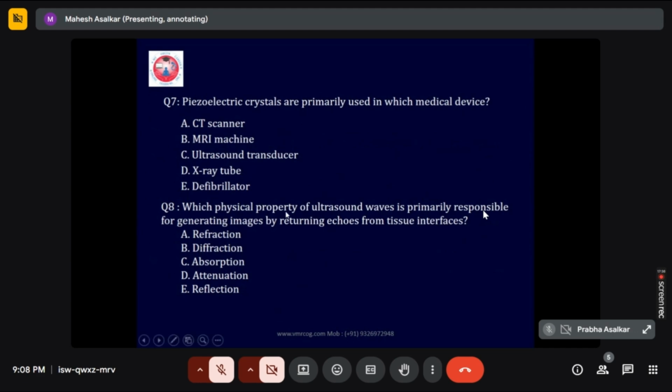Which physical property of ultrasound waves is primarily responsible for generating images by returning echoes from the tissue interfaces? Okay, so the echoes are returning from the tissue interfaces, that is the reflection.